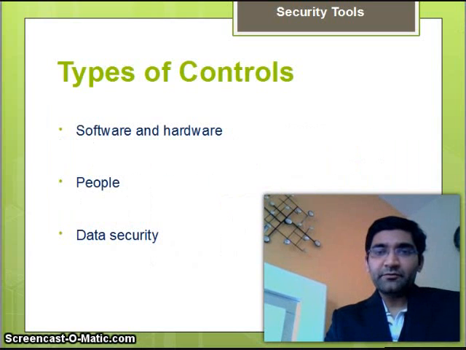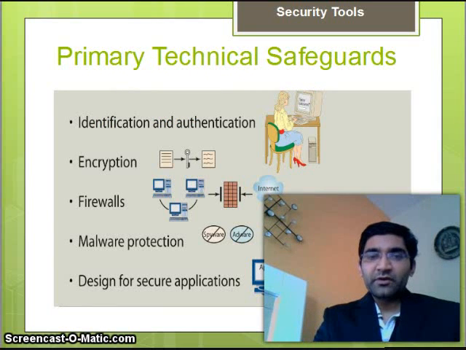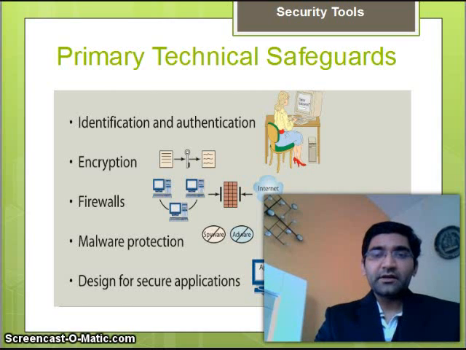Let's see now what type of controls are there which can be affected. Our system software and hardware can be affected, people can be affected, and the data security is always at risk. To safeguard from all these vulnerabilities, we have different techniques to implement. Identification and authentication, to have the authenticated users log in. We can implement encryption in our software programs. We can put firewalls and put some malware protections like some antiviruses on our system, and there are some design changes which can be implemented to secure our applications.